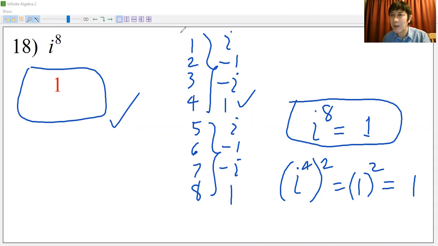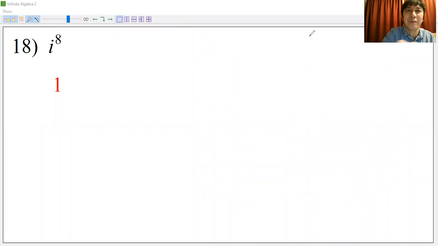How about if it's a large number? We will find out. Let's have the next. How about I to the 12? I to the 12 is also divisible by 4, and so I to the 12 will also be a positive 1.